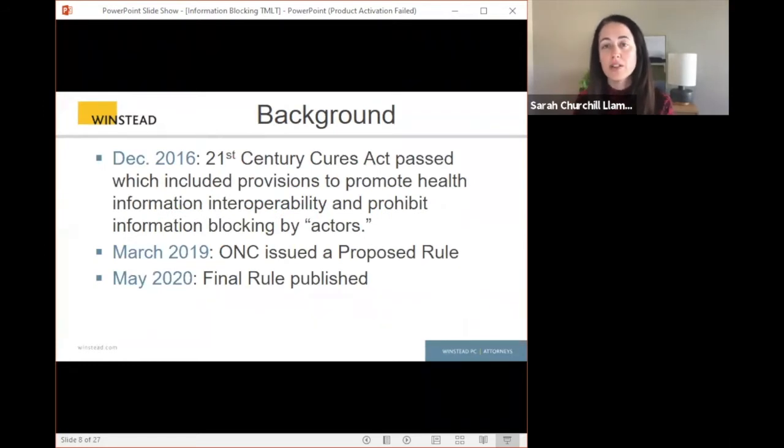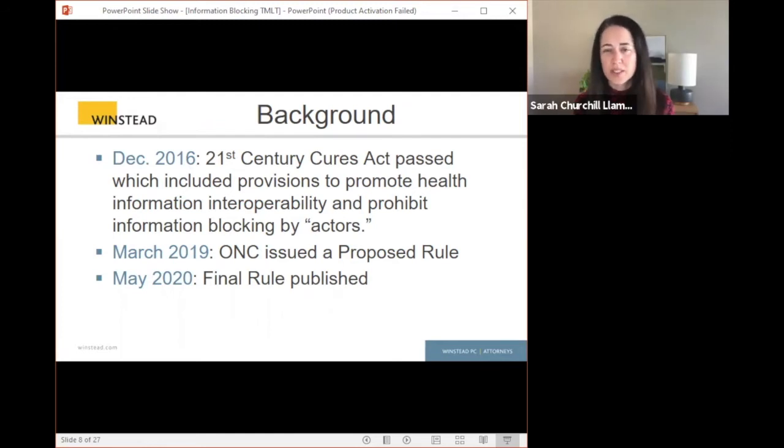So just some background here, the 21st Century Cures Act passed in December of 2016, where they were really trying to promote interoperability and prohibit information blocking by actors. So I referred to this earlier, where they were really trying to make a difference in the way that even some of these EHR programs are sort of architected and how providers are able to use them, and what their licenses look like, and really trying to kind of prevent the data blocking by these actors.